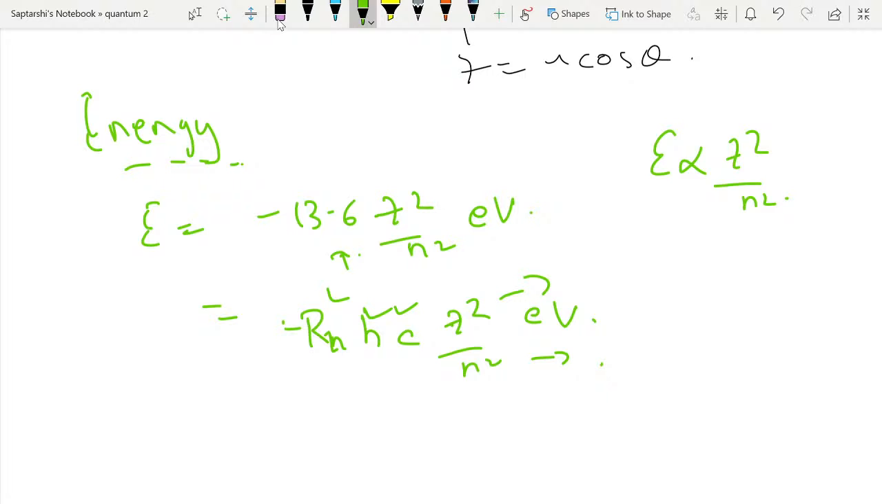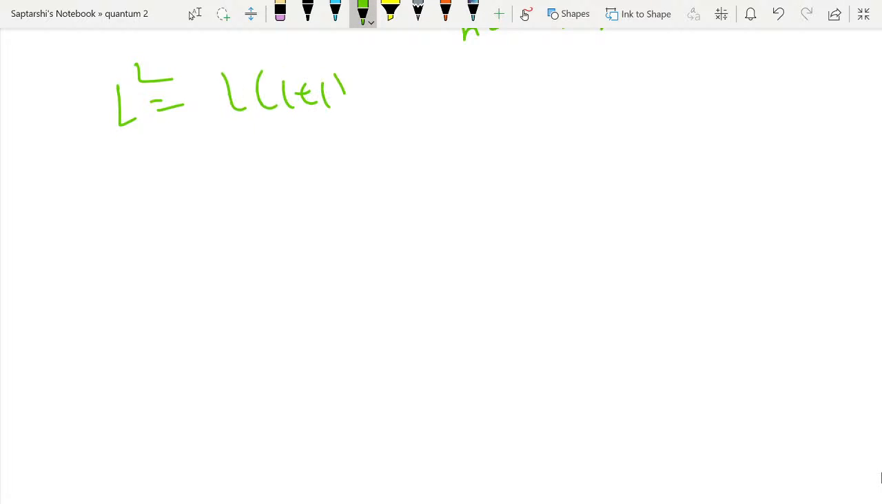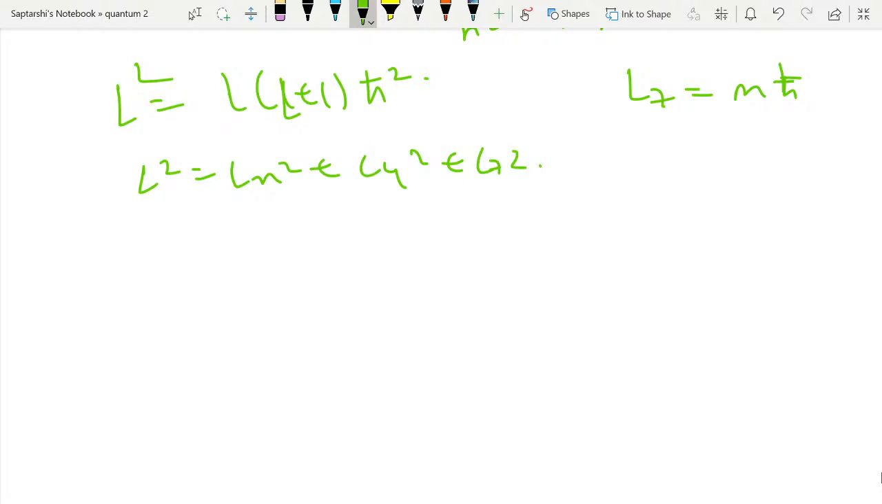And now we'll talk a bit about angular momentum. So angular momentum L square equals L into L plus 1 into h cut square, and this is a general formula. So L square is equal to Lx square plus Ly square plus Lz square, right? And your Lz is equal to m h cross, where m is the magnetic quantum number.